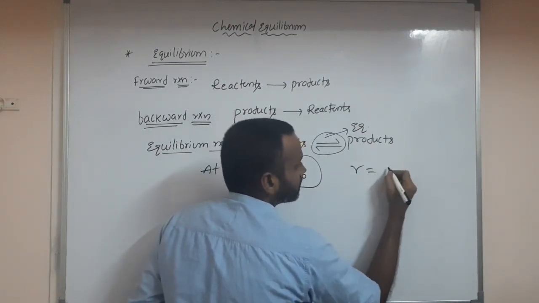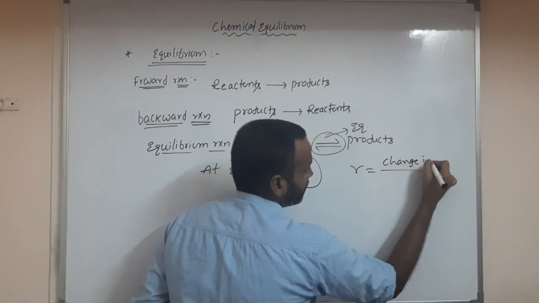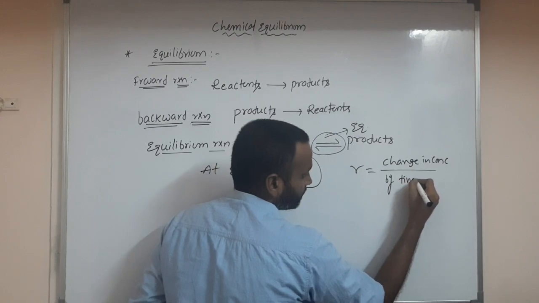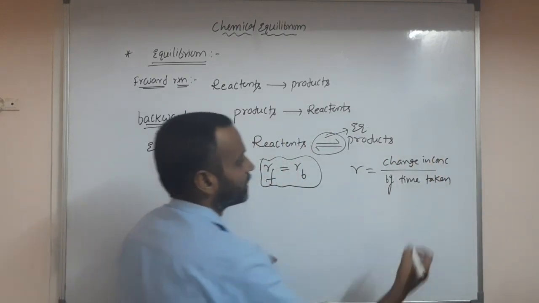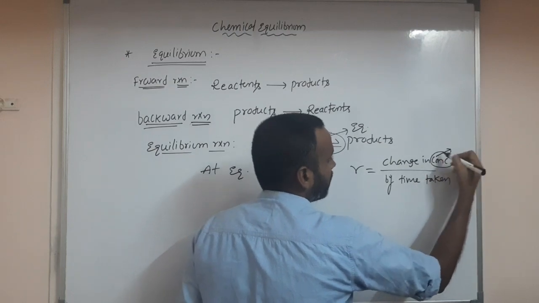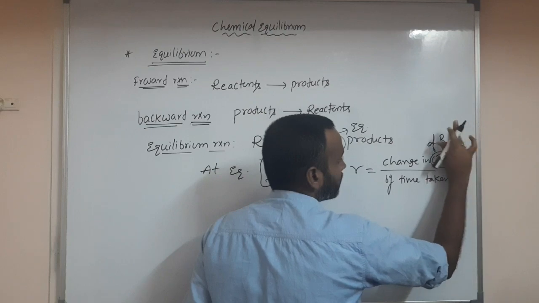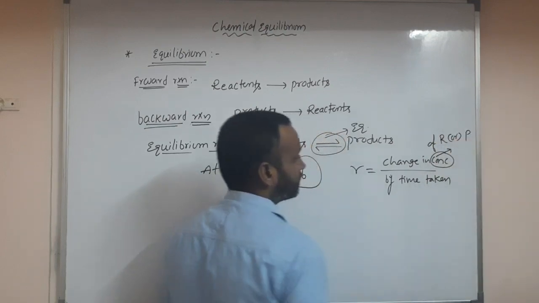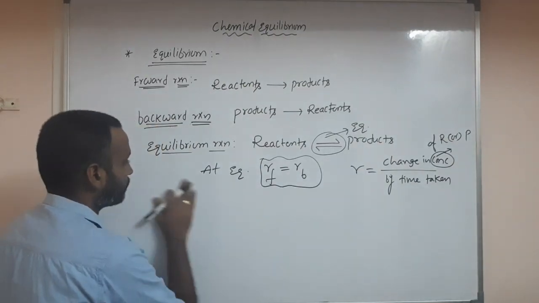So rate simply means the change in concentration by time taken. You can write this. Whose concentration? The concentration of either reactants or products. This is the rate of reaction. Very much important thing for you.